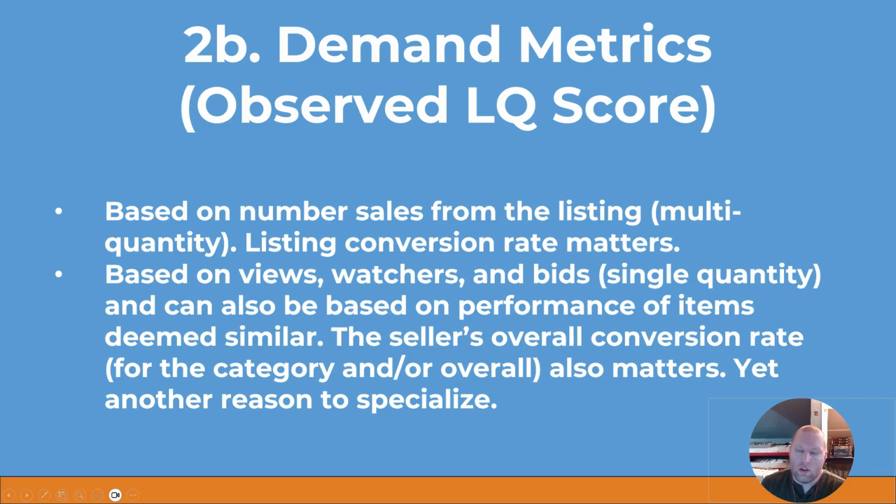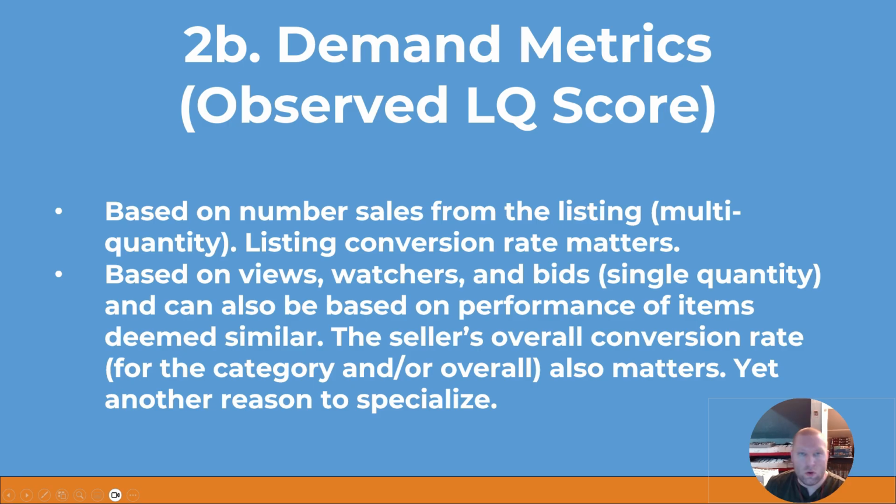For your observed listing quality score, this is where the historic data for your listing comes into play. If you have multi-quantity listings, your conversion rate is going to play a really key role in this, because if you have a higher conversion rate, eBay is going to want to send you more people because they're more likely to buy it than somebody with a lower conversion rate.